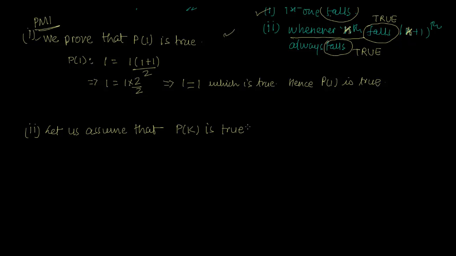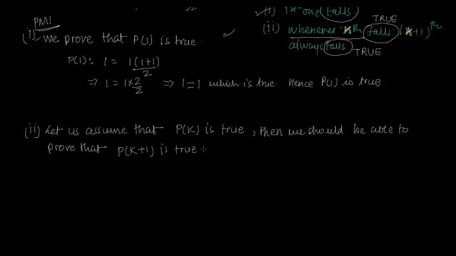So let us assume that pk is true. Then, okay, pk is true. Then we should be able to prove that pk plus 1 is true. Okay? Correct? So this is our assumption that pk is true. Okay? And we should be able to prove that if that assumption is true, then this should be true.